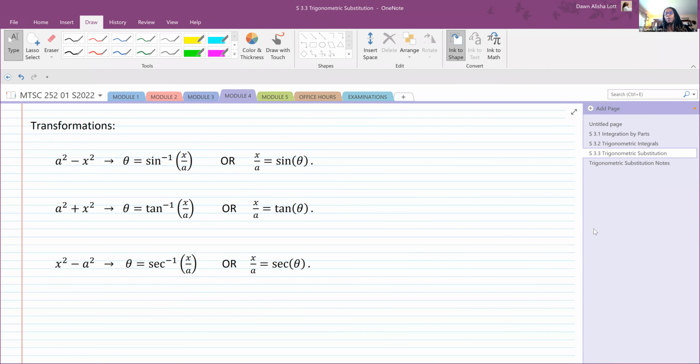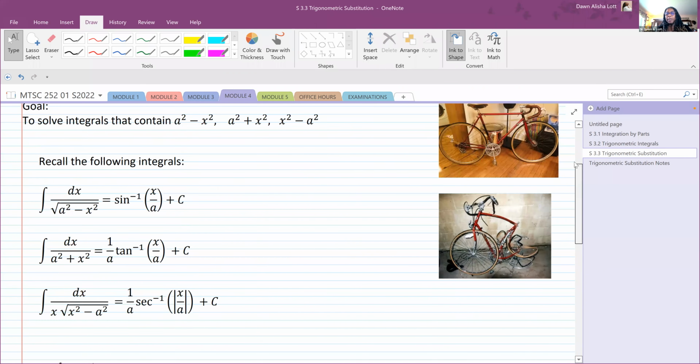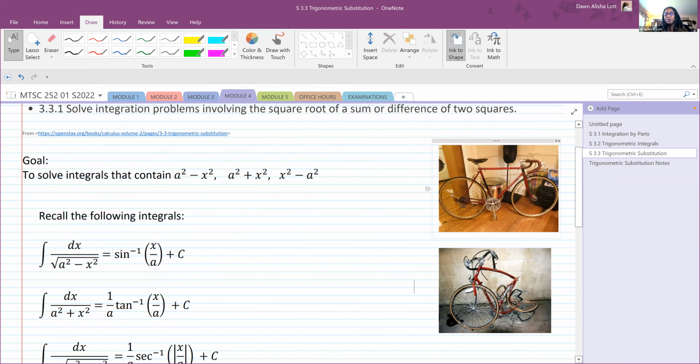Let me go back to my little picture of my bicycle here. Can somebody give me what's the difference between these two bicycles? Anybody? One is broken. One's closed. Okay, so one is in pristine condition and the other one's all tore up and broken.